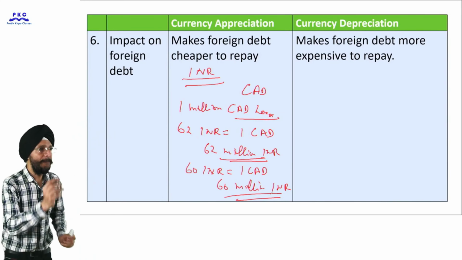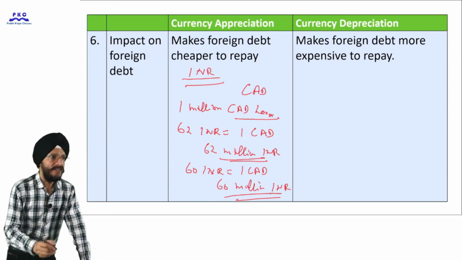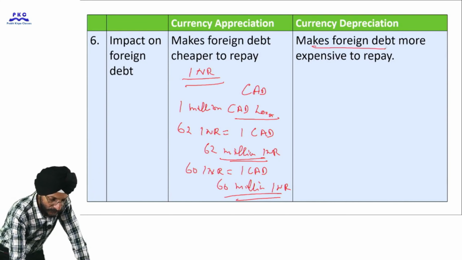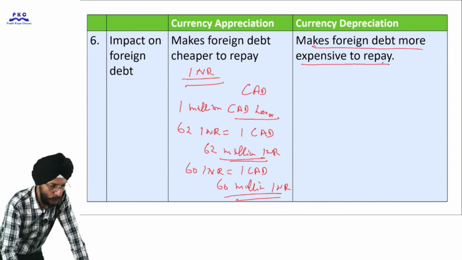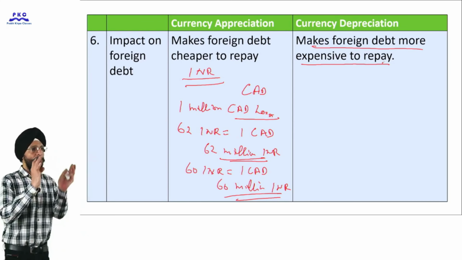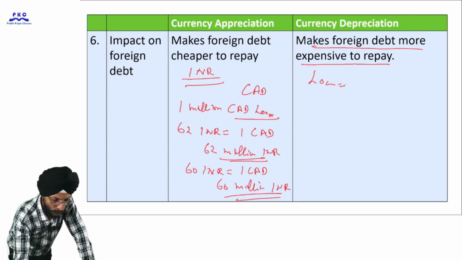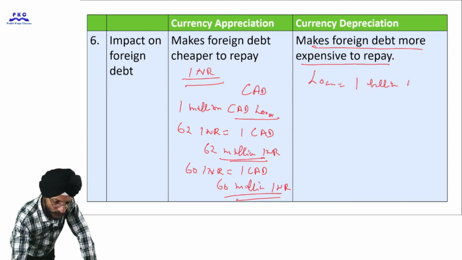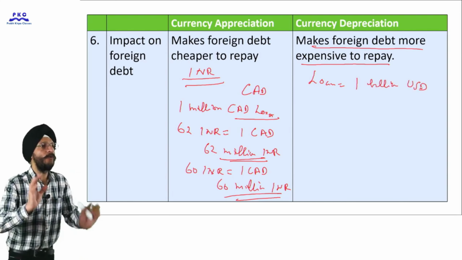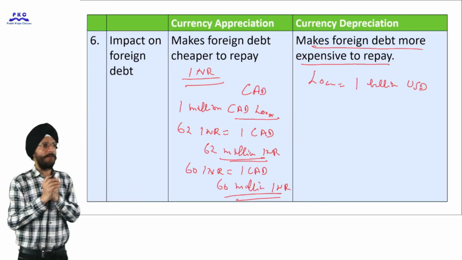Now, what is the impact of currency depreciation on foreign debt? Currency depreciation makes foreign debt more expensive to repay. We understand with the help of an example. Suppose the Indian government takes a loan of say 1 billion US dollar. This is the loan amount which the Indian government has taken from the US government.